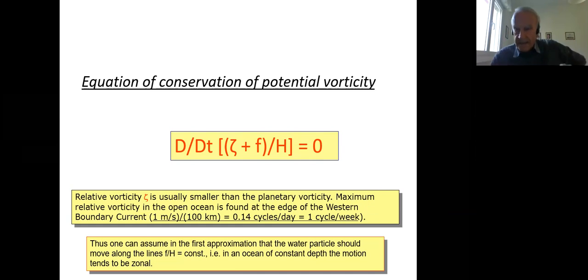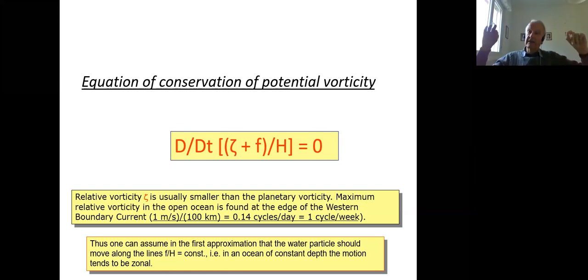However, there are some limited areas in the ocean where the relative vorticity is larger, or is of the same order of magnitude as the planetary vorticity. This is typically at the edge of the western boundary current, where we have a horizontal velocity gradient on the order of 1 meter per second over 100 kilometers.